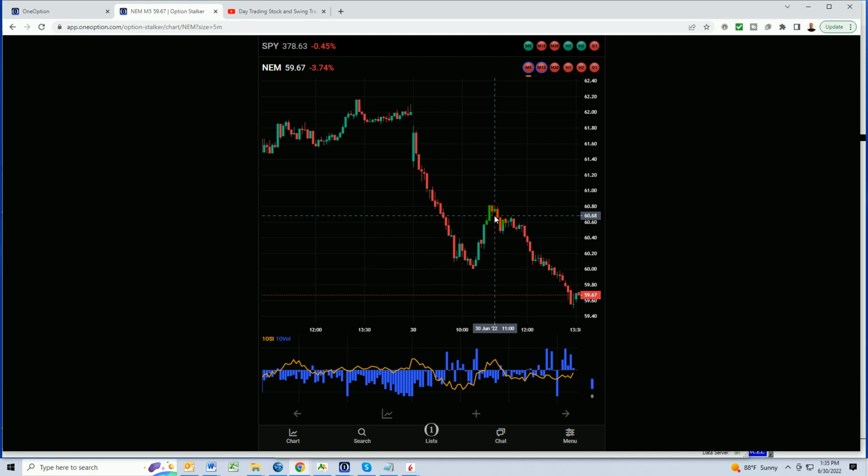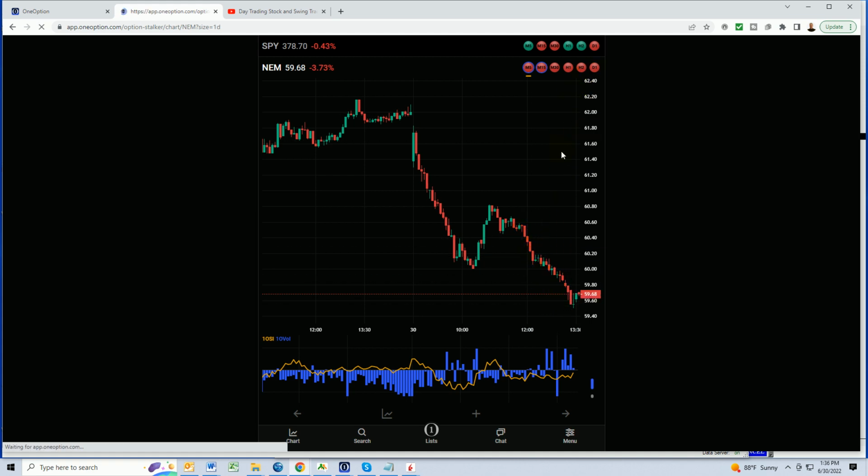The problem is that it stalled when the market kept going higher, and it had relative weakness right in here, orange line below zero. Right in here, the market was making a new high of the day, but not NEM. It started to sink lower. That has been a beautiful short.